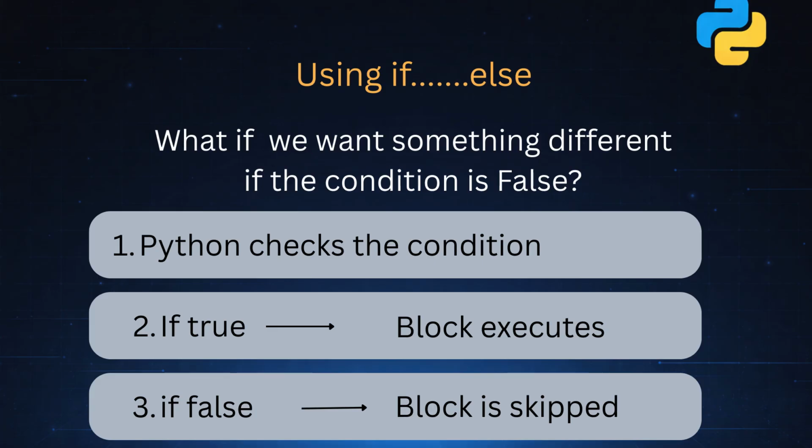How does it execute? Let's see. First, Python checks the condition. If true, the block executes. If false, the block is skipped.